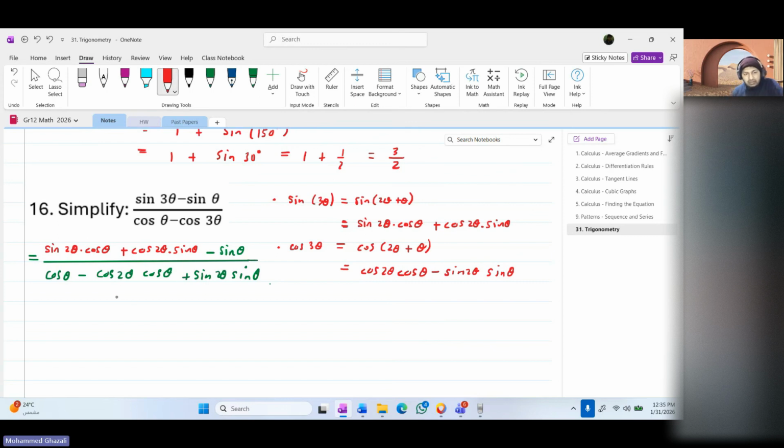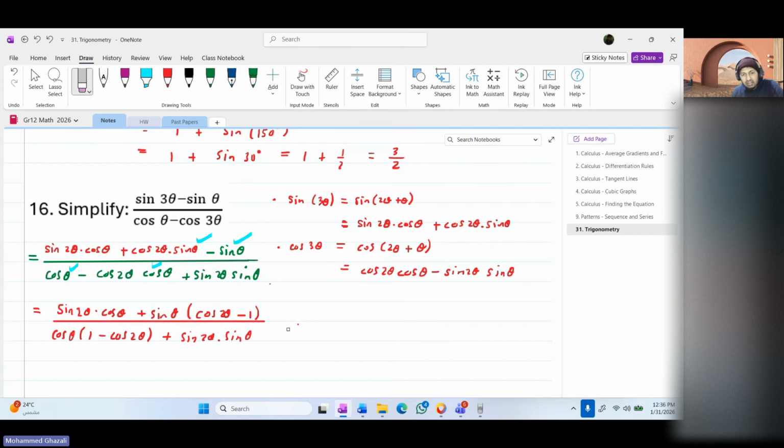Okay, I'm going to try and take out a common factor. I'm going to group this one and this one up, and that one and that one up. So what we have is sine 2 theta times cos theta plus, taking out sine theta as a common factor, we have cos 2 theta minus 1, divided by, taking out cos theta as a common factor, I'm left with 1 minus cos 2 theta, plus sine 2 theta sine theta.